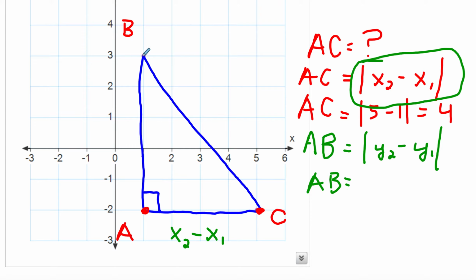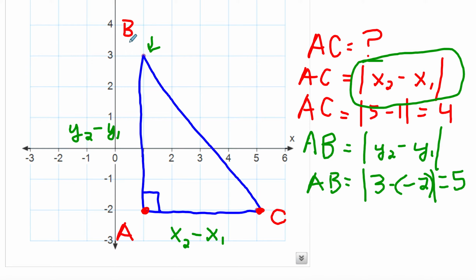Here we could actually figure out what that is. Y2 here would be 3. The y value of this point is 3, and here the y value of this point is negative 2. So 3 minus negative 2, taking the absolute value, clearly equals 5. So the distance between those two points is 5. But in general, the distance between points A and B would be y2 minus y1. Okay? But now, what about the distance between B and C?